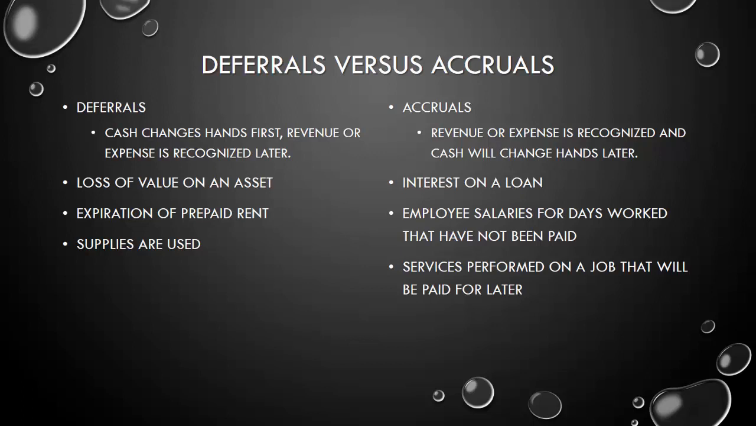Say you buy a laptop. Well, cash is going to change hands up front, but the loss of value on that laptop is going to occur over time afterwards. So you're going to exchange cash to acquire the laptop up front, but you're going to recognize the expense periodically as you use that laptop over its life. Same thing is true for the expiration of prepaid assets. Money changes hands up front, you recognize the expense later. And the use of supplies. Again, money changes hands to buy the supplies in the first place, but you don't recognize the expense until later when you actually use them.